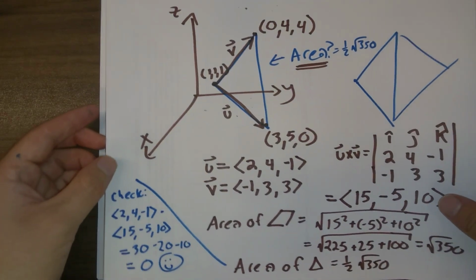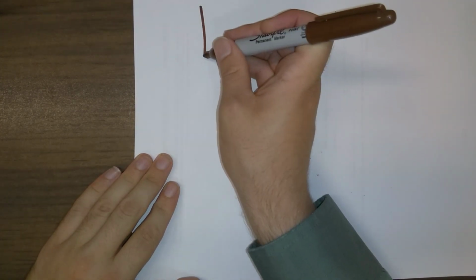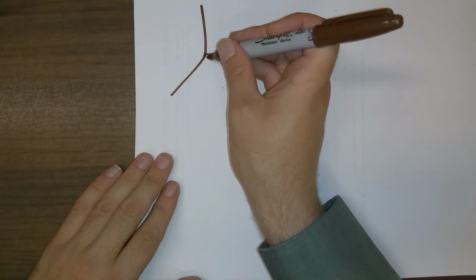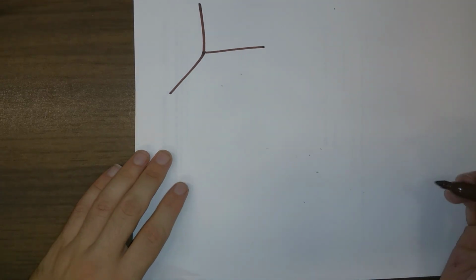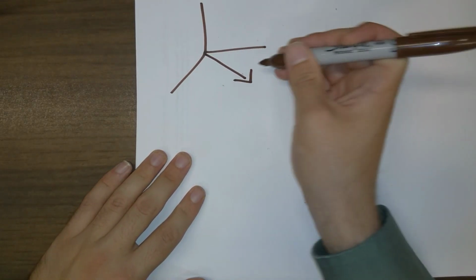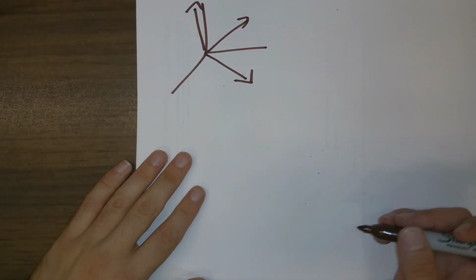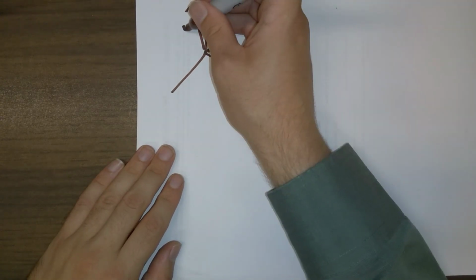Okay, so there's one last problem type that we can do here, and that is parallelepipeds. This is a three-dimensional specific thing. Basically, now instead of having two vectors form a parallelogram, we can have three vectors form a kind of tilted prism, a parallelepiped. So let's say we have vectors u, v, and w.